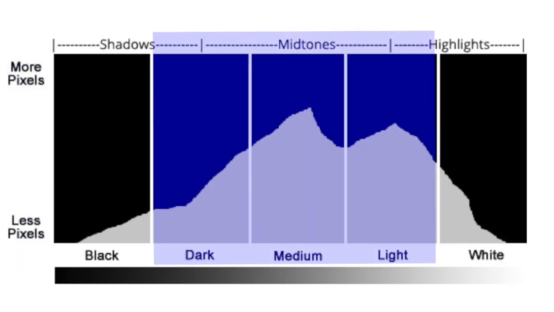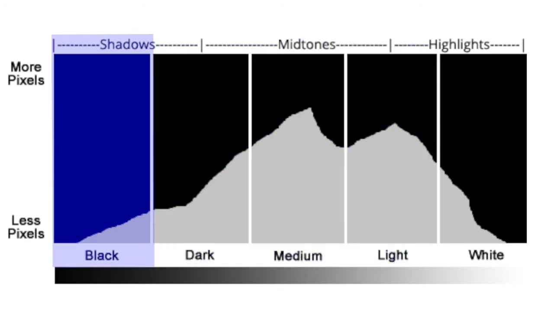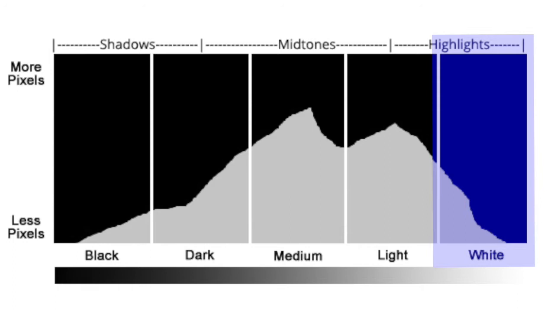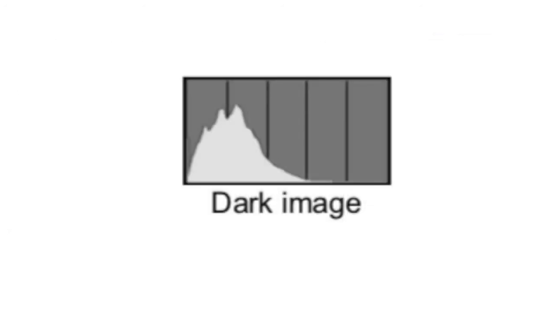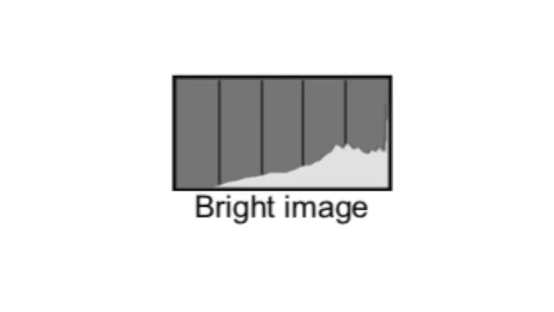The more pixels there are toward the left, the darker, more saturated the image. The more pixels towards the right, the brighter and less saturated the image. If there are too many pixels on the left, the shadow detail will be lost. If there are too many pixels on the right, the highlight detail will be lost. The image is said to be blown out.